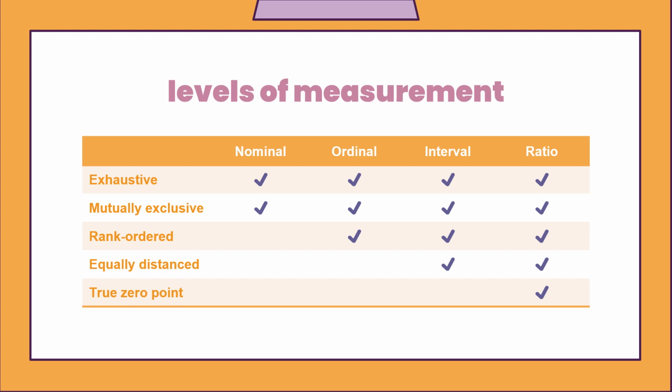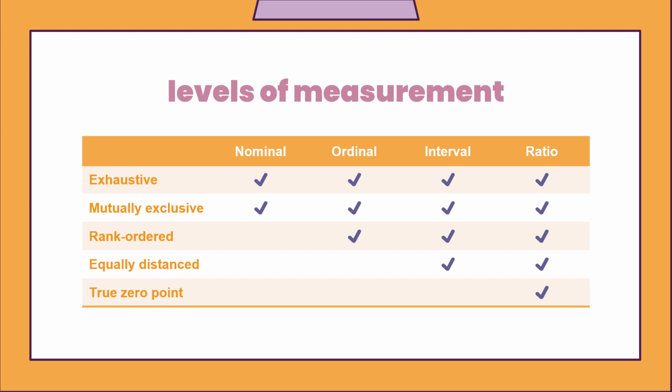But the degrees in Fahrenheit are equally distanced from one another, right? The difference from 0 to 1 degree is the same as the distance from 1 to 2 degrees, and so on and so forth. And it can be put in a specific order that makes sense. It's exhaustive, it's mutually exclusive, so on and so forth.